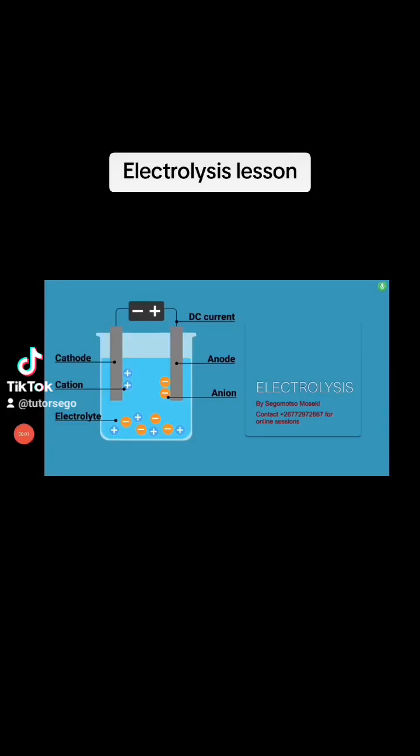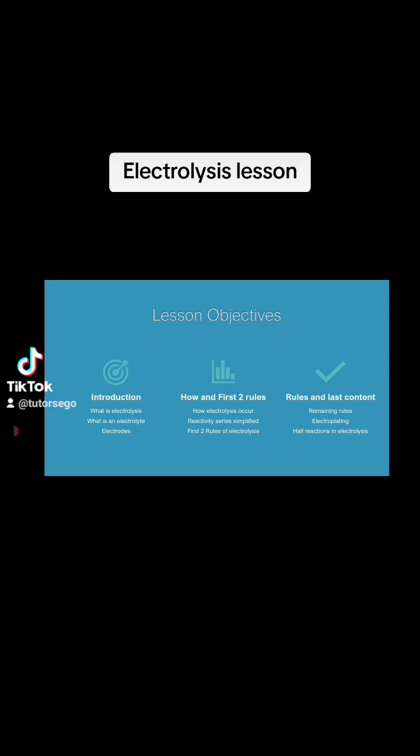So today's topic is electrolysis, and before the end of this lesson, I need you to understand the following objectives. I want you to understand what electrolysis means, what an electrolyte is, the different electrodes that are used in electrolysis, and how electrolysis actually occurs, the reactivity series, and the first two rules of electrolysis.